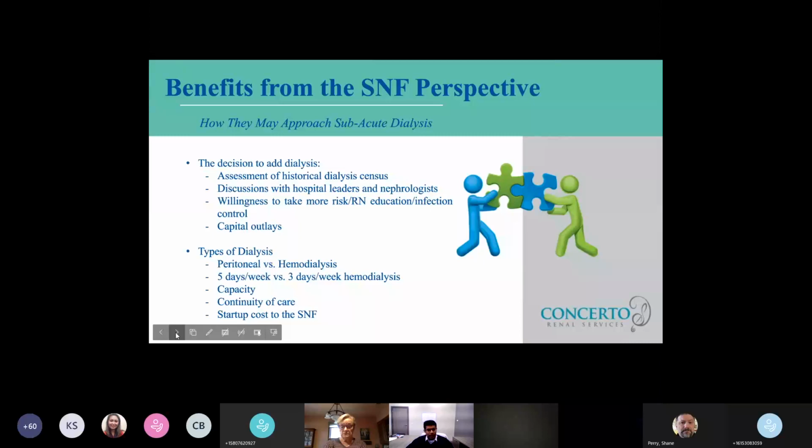And then lastly, the startup cost. There is obviously going to be a startup cost for setting up a dialysis unit. You're going to find the space, you're going to make some improvements to the space, you're going to need water supply to that space, and electrical outlets, a sink. There is going to be a startup cost. But along with it, it does bring a lot of value.